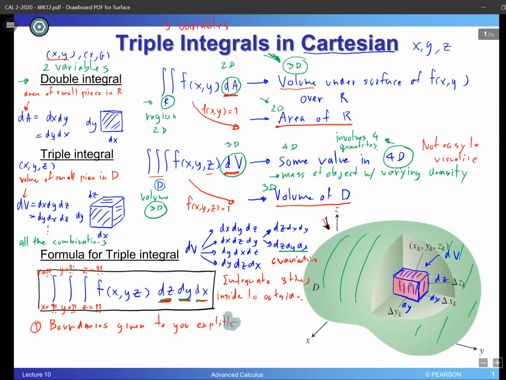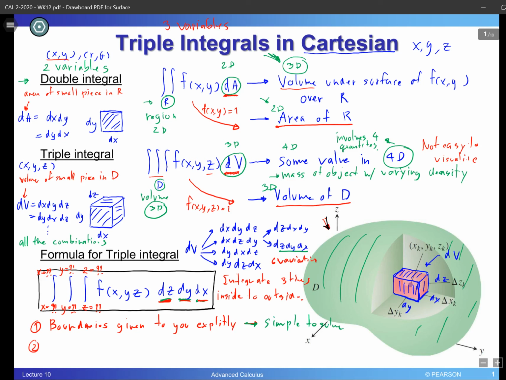Okay, in this case, it's going to be more simple, explicitly. This one is supposed to be simple because you don't need to determine anything. You just need to perform the integration 3 times, working from the inside to the outside. It's supposed to be simple to solve. But the tricky part is going to be the second scenario. This one, when the boundaries are given to you as a shape in the space.